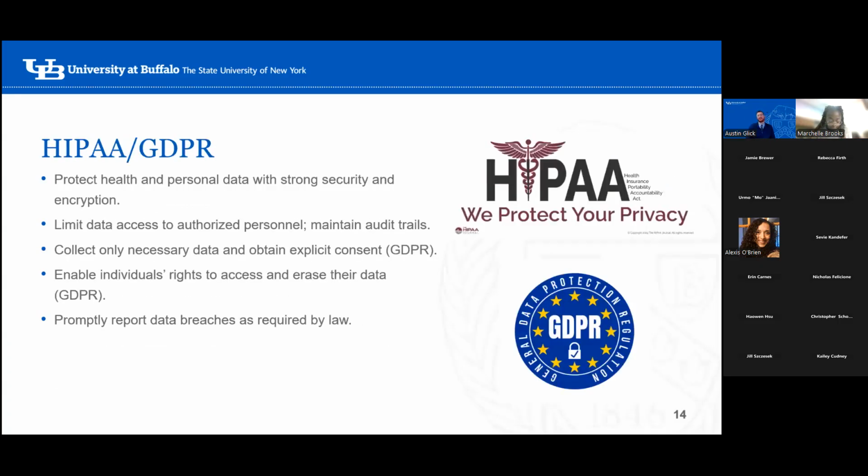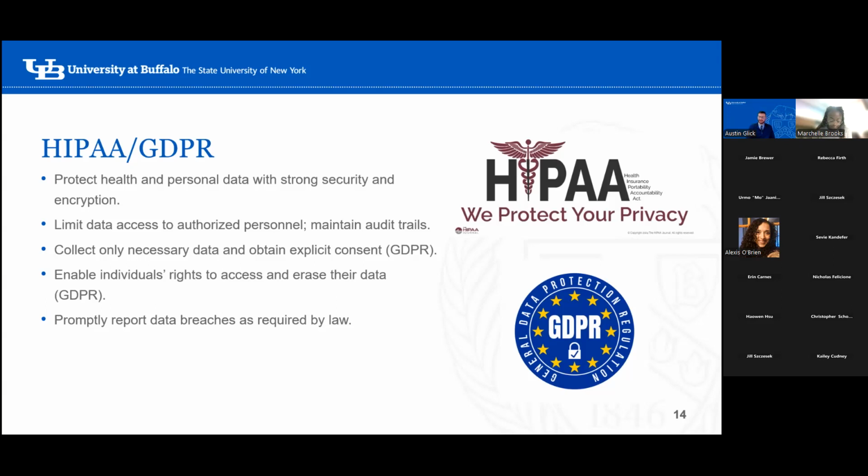So then the other one that is important is HIPAA, and then GDPR, which is the General Data Protection Regulation of the European Union. So these protect health and personal data with strong security and encryption. It limits data access to authorized personnel, and then maintaining audit trails. That kind of goes hand in hand with 21 CFR Part 11. But that limited data access is really important when it comes to EDCs. Collect only necessary data and obtain explicit consent, enable individual rights to access and erase their data, and then promptly report data breaches as required by law.